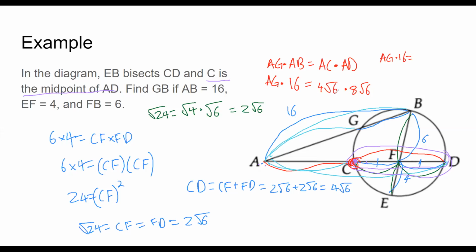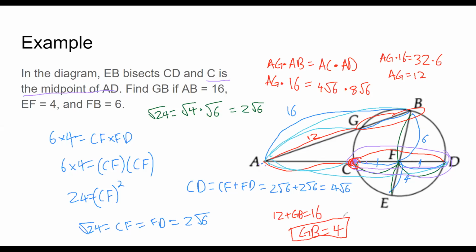So after we do this, we can multiply 4 times root 6 times 8 times root 6. That'll give us 32 times 6. Then that gives us AG is equal to 12. So this length here, AG, is 12. And now we can finally finish the problem because they ask for GB and they give us the total length, right? So 12 plus GB is equal to 16. That gives us GB is equal to 4. Yeah, and that is the end of the problem.